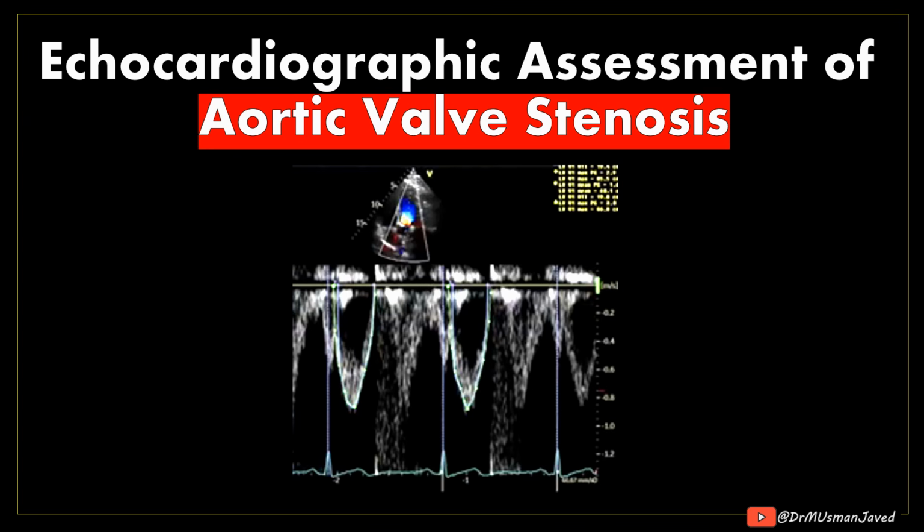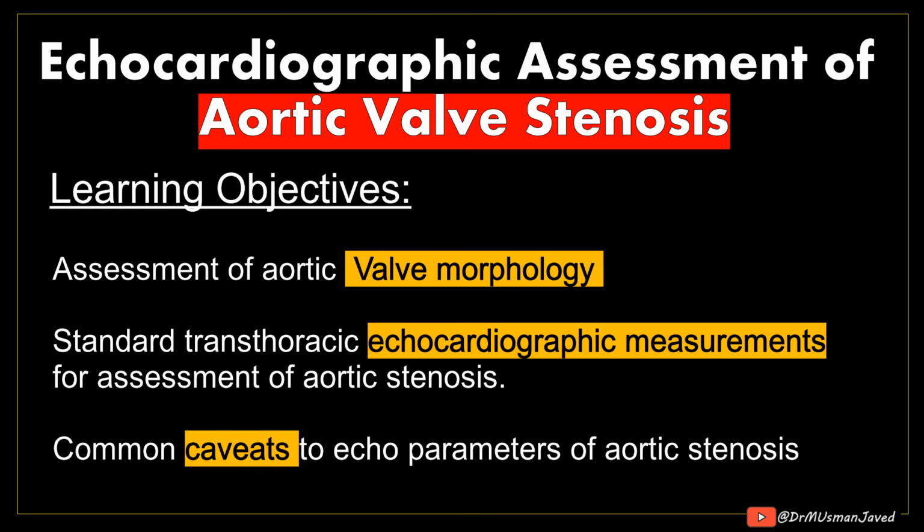In this video, we will discuss the echo assessment and grading of aortic valve stenosis, especially focusing on the valve morphology and the key echo parameters you need to measure. Our objectives today are to review the assessment of aortic valve morphology, review standard transthoracic echo measurements for the assessment of AS, and discuss common caveats to echo parameters of aortic stenosis.